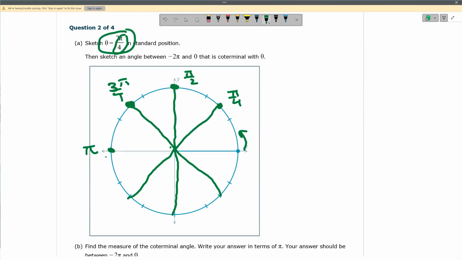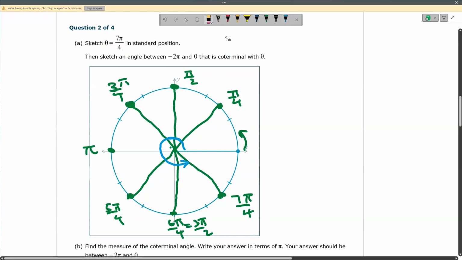4, which is the same as pi. This is 5 pi over 4. This is 6. 6 pi over 4 you can reduce to 3 pi over 2. And here is 7 pi over 4. So the angle 7 pi over 4 is this angle right here. We go clockwise. 1, 2, 3, 4, 5, 6, 7 is here. Here's 7 pi over 4.